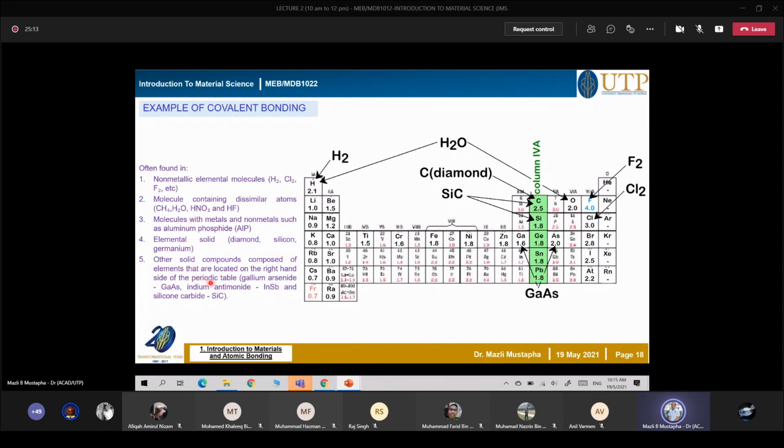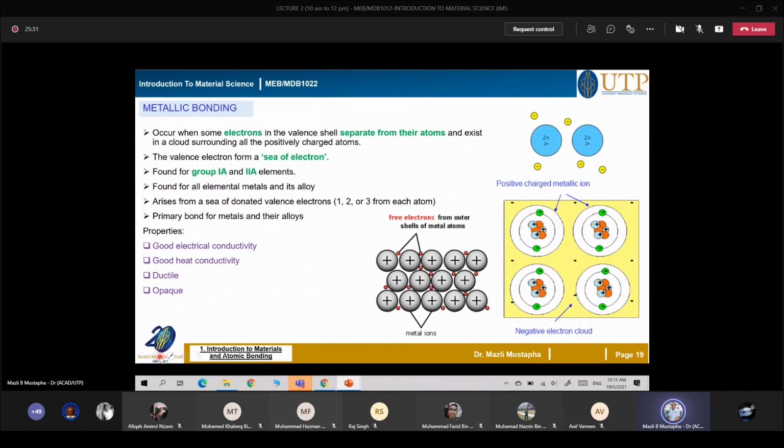Another important thing is diamond. Carbon can exist as diamond, and can exist as graphite. Definitely, they have covalent bonding. And also, as I mentioned, the famous example is silicon carbide. Then the third type of the primary interatomic bonding is the metallic bonding.